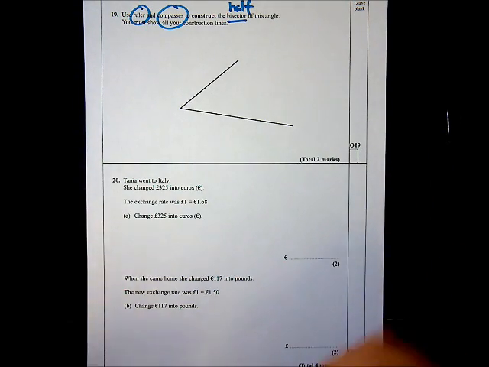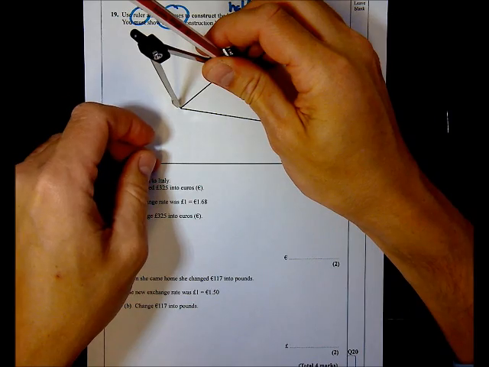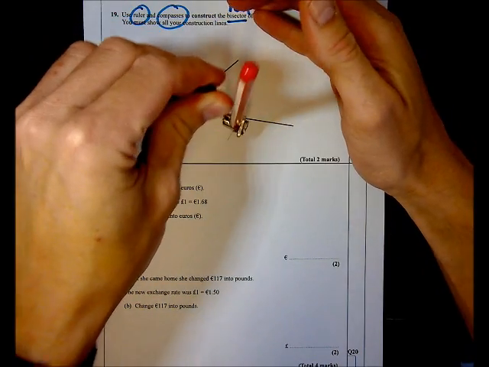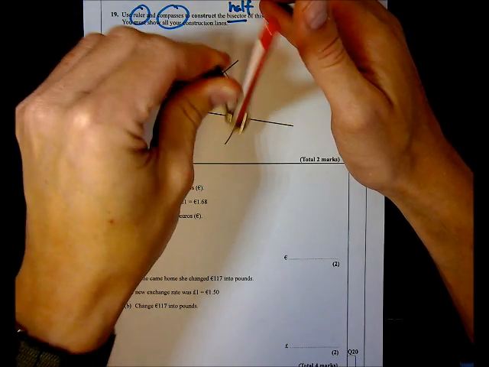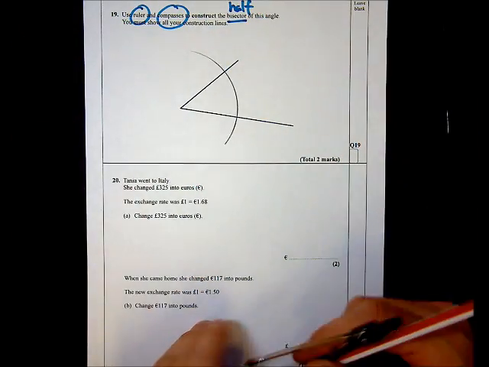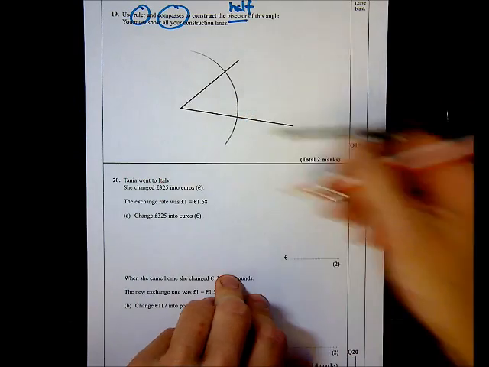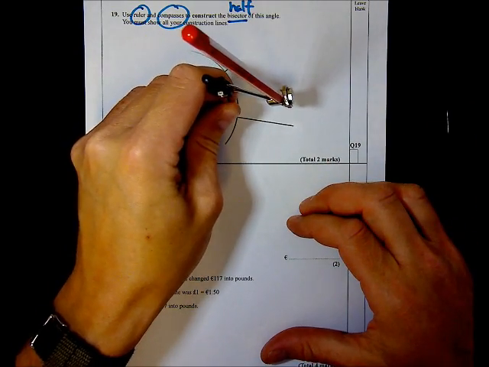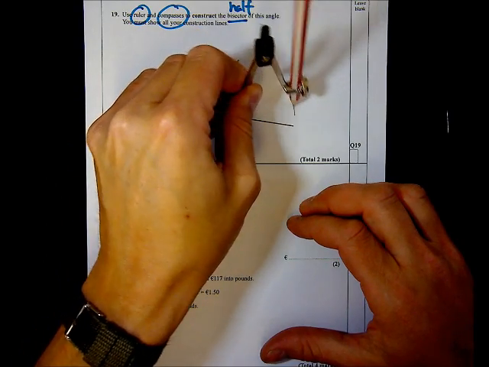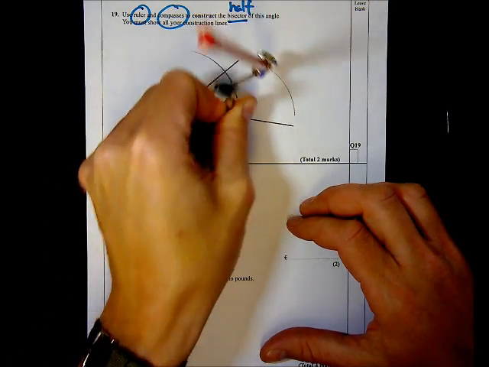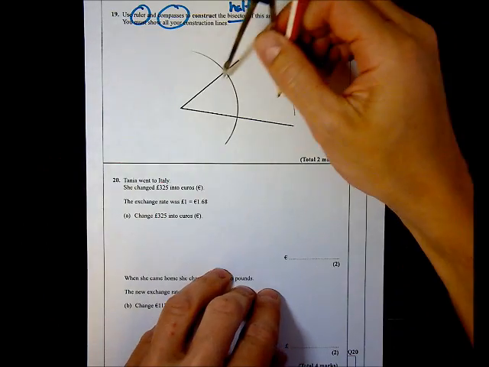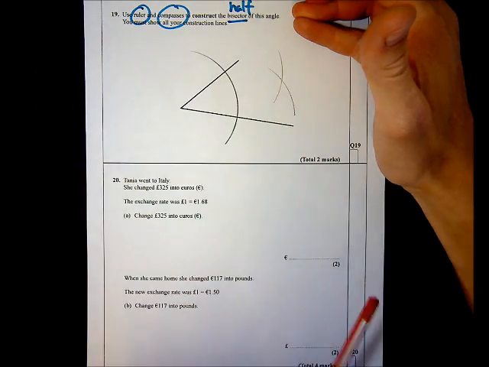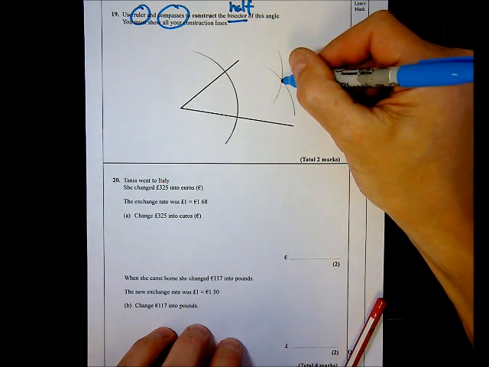So I'm going to take my compass and put the point on the end of the angle, and draw myself an arc that intersects both this line and this line. And then I'm going to take my compass without changing it, although it won't matter if I do. I'm just going to keep it the same, and draw another arc roughly in the middle of the angle from that point, and then repeat the process from the other point, and they will cross at this point here.